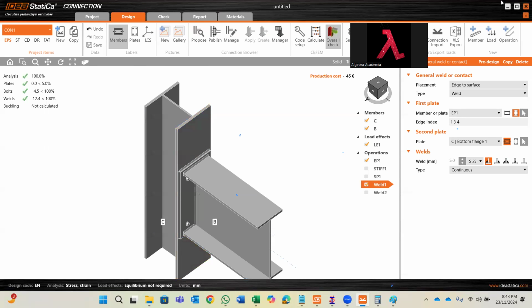Okay. Then the bolt will be 4.5 percent. The weld will be 12.4 percent. Adding the bolt also, I will show you how to add the bolt.